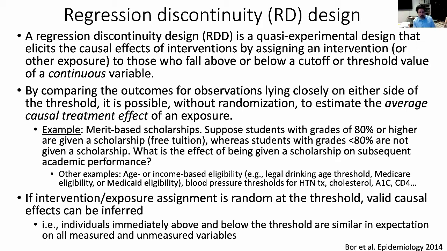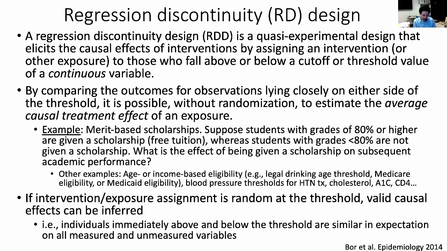Other examples of exposure variables that you could think about to use in RD designs include things like age or income-based eligibility. For example, there's a legal drinking age threshold in the US; our legal drinking age is 21. So you can compare outcomes among people who are 21 compared to those who are 20, for example, to see if there's some kind of impact of the age threshold of drinking. And blood pressure threshold, which I've already given an example, but there are many variables that fall into this category that could be exploited for regression discontinuity designs: cholesterol, hemoglobin A1C, CD4 counts, and we'll see an example of CD4 in a minute.